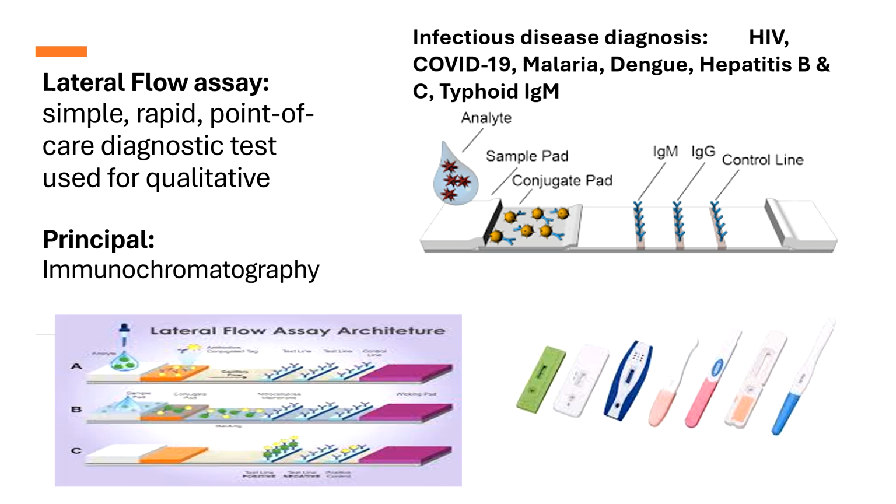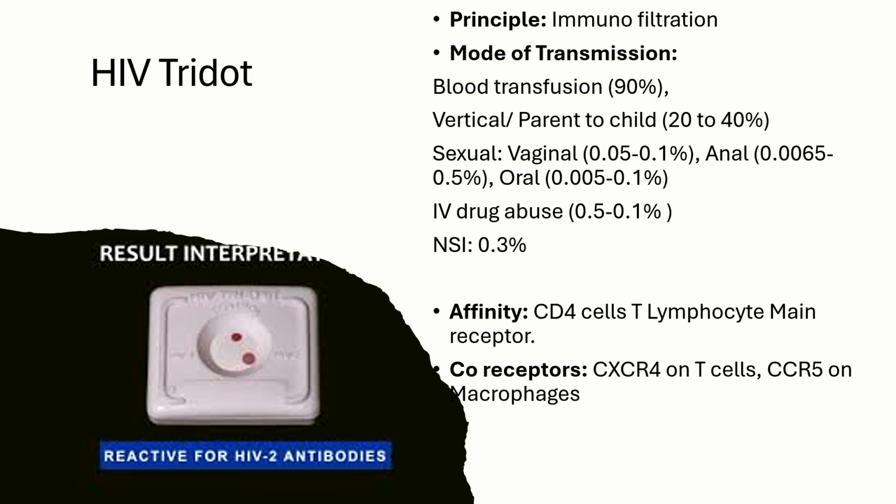It basically has a sample port, and then you will get a different line either for the antigen or antibody, like IgM, IgG, and a control band. The principle of this test is immunochromatography, and it is used for the diagnosis of various infections, bacterial, viral and even fungal. So basically HIV, malaria, dengue, hepatitis or typhoid IgM.